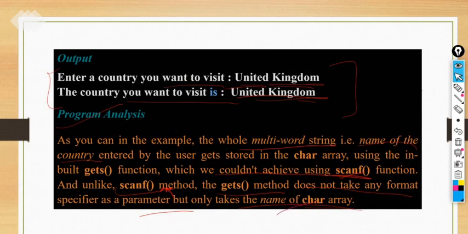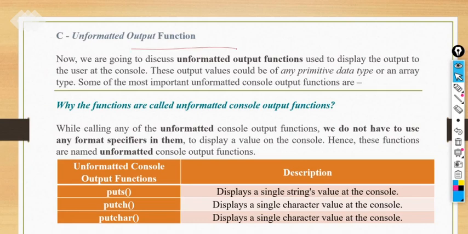Next we have unformatted output functions. Up to now we have discussed the unformatted input functions. Now we have unformatted output functions. There are three unformatted output functions here: puts, putche, and putchar. Of course, we are displaying, we are providing the output here. That's why these functions are called output functions. Put stands for display, in order to show the output. What kind of output? String. It means displaying a string's value on the console screen.